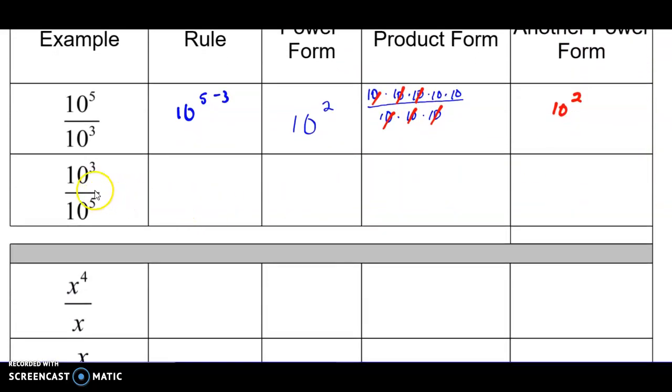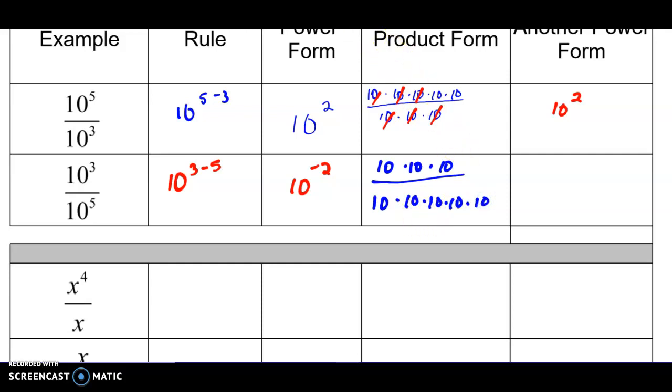Let's look at that now. If we have 10 to the power of 3 in the numerator and 10 to the power of 5 in the denominator, the rule is I keep the bases the same and subtract my exponents. So I need to complete 3 subtract 5. Well, 3 subtract 5 now is negative 2. We get a negative exponent. If we look at this written out in product form, in the numerator, 10 is used as a factor 3 times. In the denominator, 10 is used as a factor 5 times.